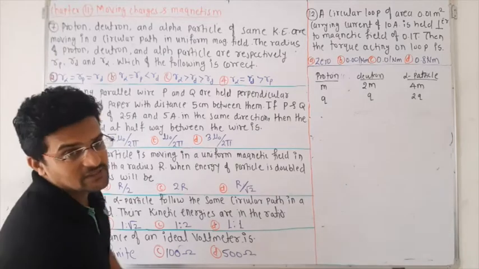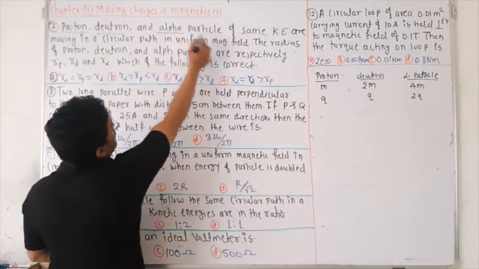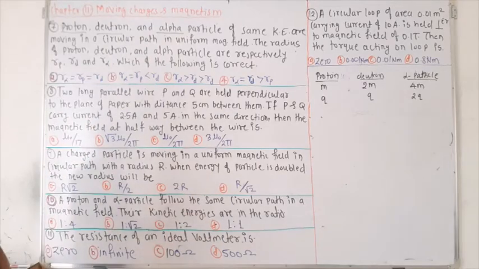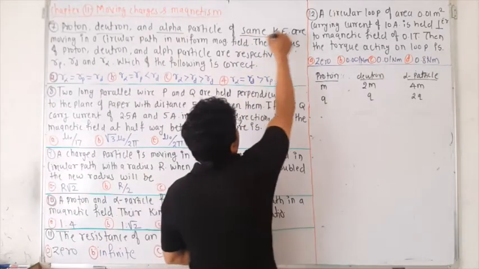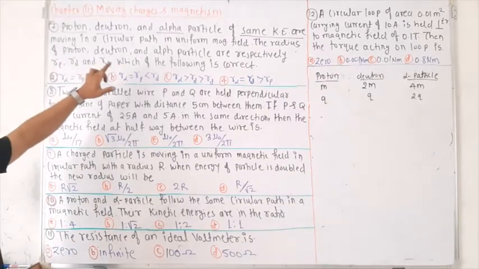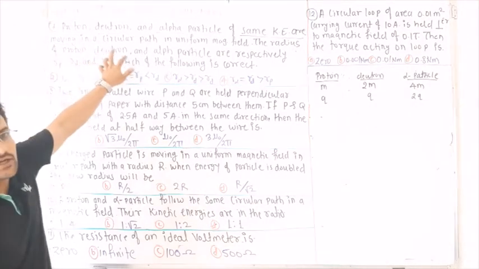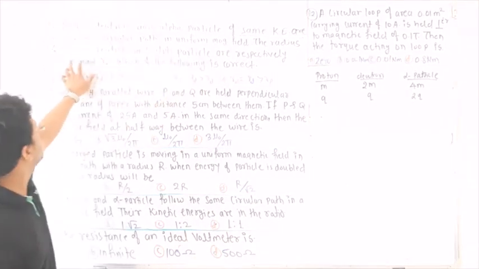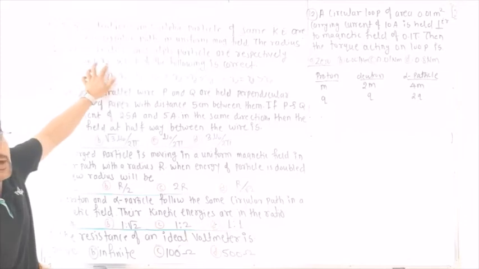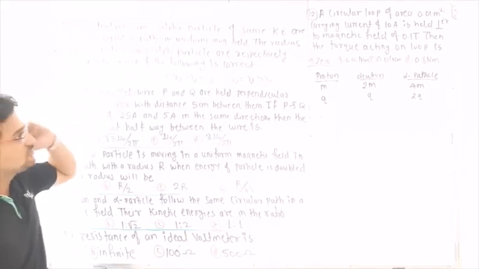Moving towards question number 7. Proton, deuteron, and alpha particles of the same kinetic energy. So the given thing is what? All are having the same kinetic energy, moving in a circular path in a uniform magnetic field. The radii of the proton, deuteron, and alpha particles are respectively Rp, Rd, and R alpha. Which of the following is correct?